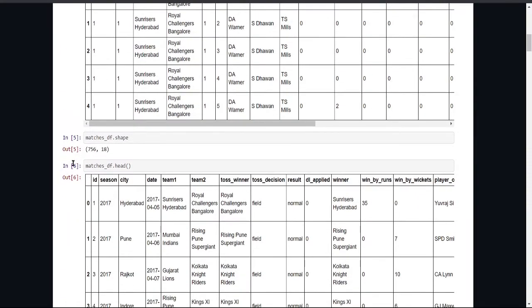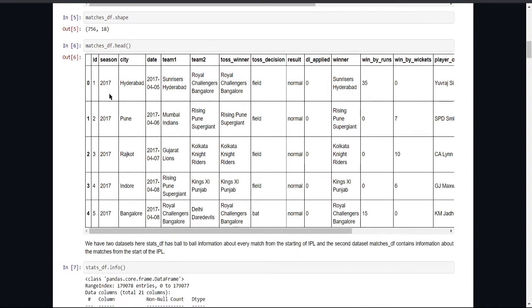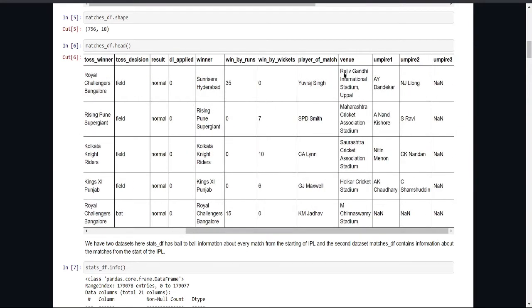So the matches represents the whole match information. So in which city did the match take place? What was the date? Team one, team two, toss winner of the match, won by runs or wickets, player of the match, and so on.